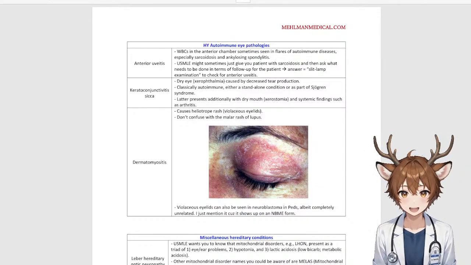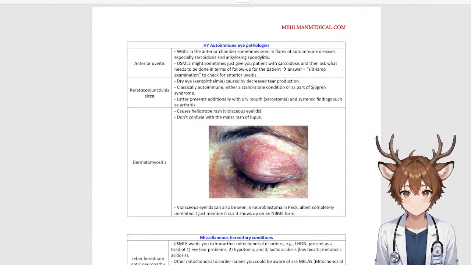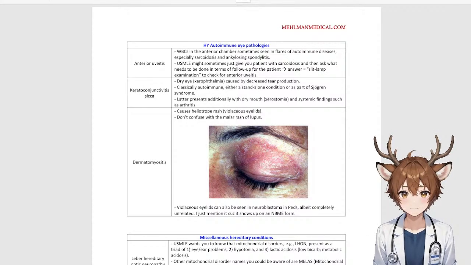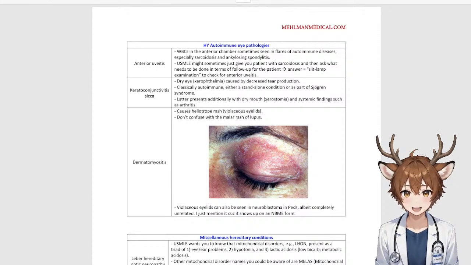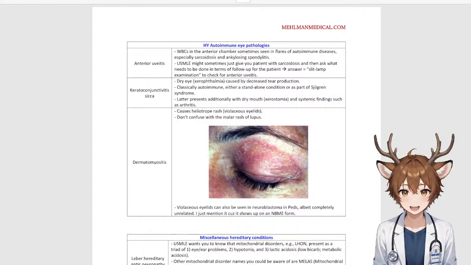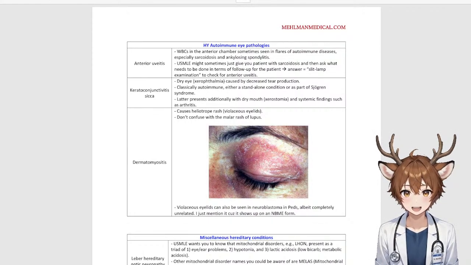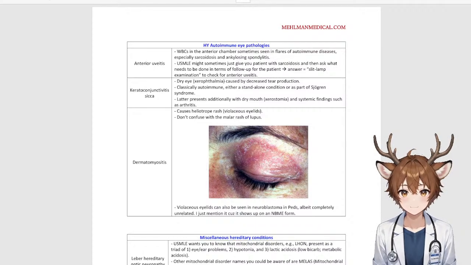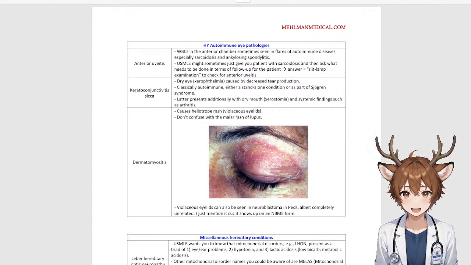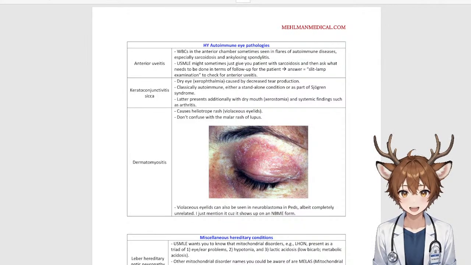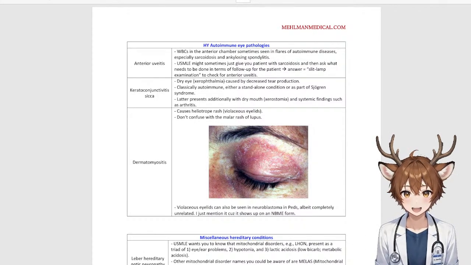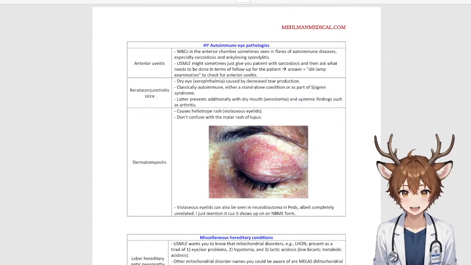So now we're on page 305. Let's talk about high-yield autoimmune eye pathologies. Anterior uveitis. White blood cells in the anterior chamber are sometimes seen in flares of autoimmune diseases, especially sarcoidosis and ankylosing spondylitis. USMLE might sometimes just give you a patient with sarcoidosis and then ask what needs to be done in terms of follow-up for the patient, and the answer should be slit lamp examination to check for anterior uveitis.